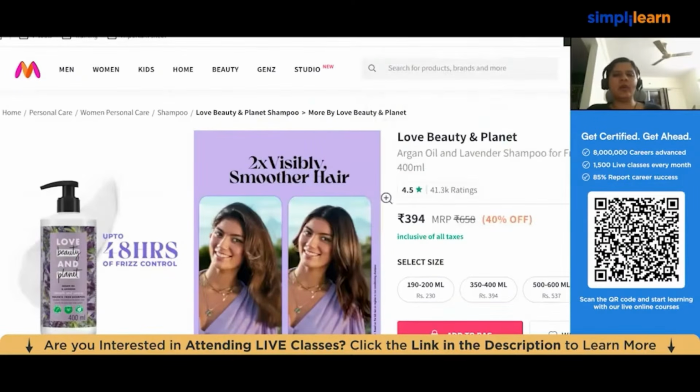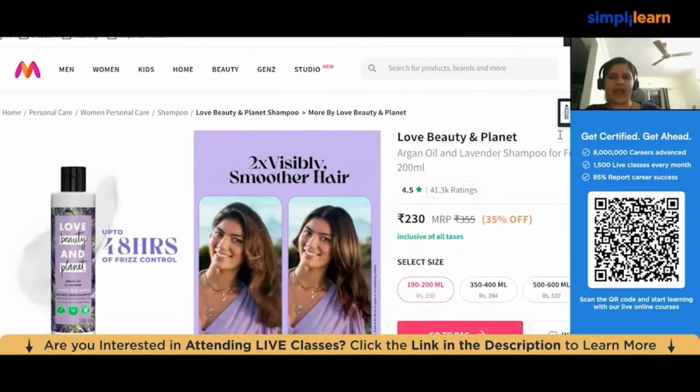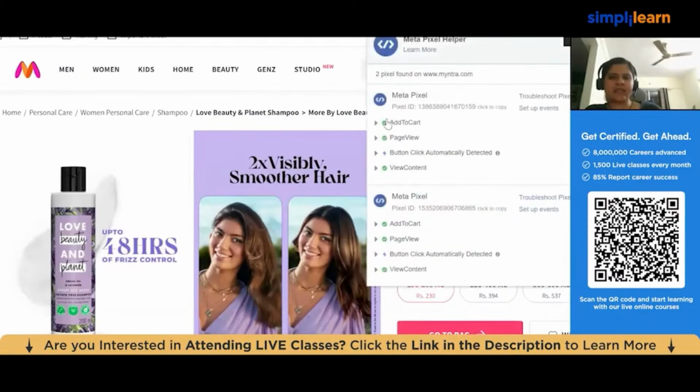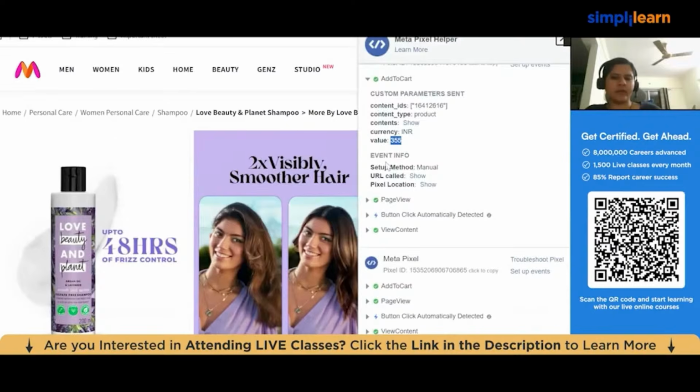Now to check further if the add to cart code is there or not, I'll try to add one product to the cart and see. So I have sent add to cart. Can you see there's an add to cart code that got fired over here with all the detail of the product? The price of the product, everything got fetched out over here.